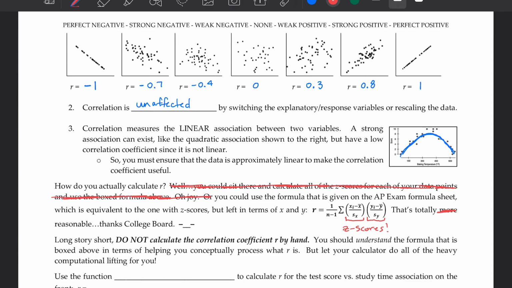So anyways, the long story short is you do not need to use this formula and calculate R by hand, okay? It's nice that you can look at it and see the z-scores, and if you want to watch the video and have a firmer understanding of what's going on there, great. But ultimately, you're going to use your calculator, and you're going to use a little function in there called LinReg(a+bx). That will calculate R for you. And so let's go ahead and actually do that, and I'm going to show you that right now.